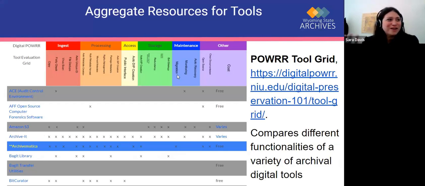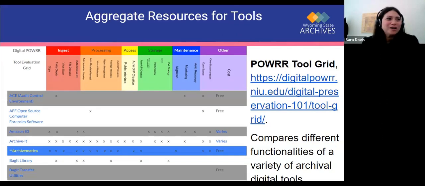One of my all-time favorite tools that I always talk about is the Power Tool Grid. And I think this is the most amazing thing in the world, just because it talks about all these different tools and software tools that can do all these different functionalities. So the Power Tool Grid was created around 2012 to 2014, and it was funded through the IMLS, the Institute of Museum and Library Services group.